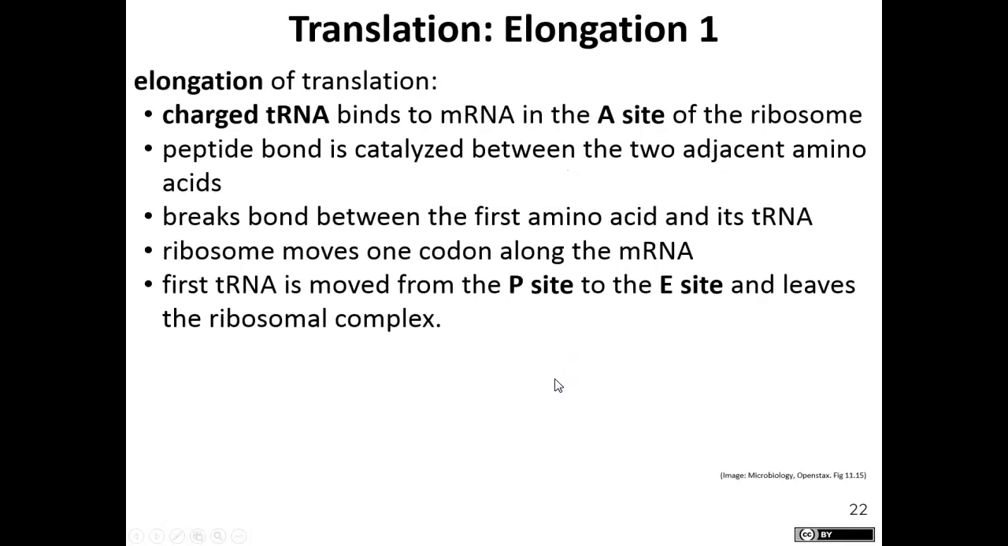There we go. So once that happens, then the next transfer RNA can move in and bind. So the first transfer RNA moves into a region called the P site. The second transfer RNA will move into the region called the A site on the ribosome.